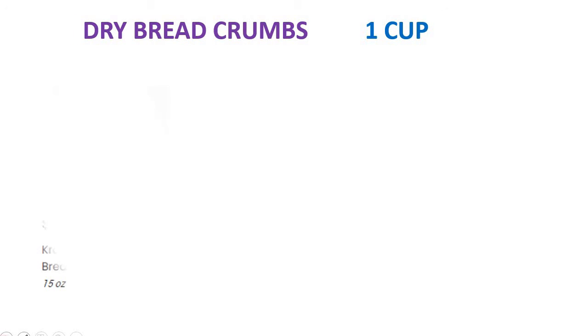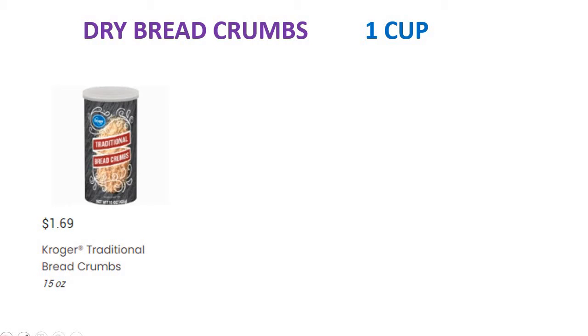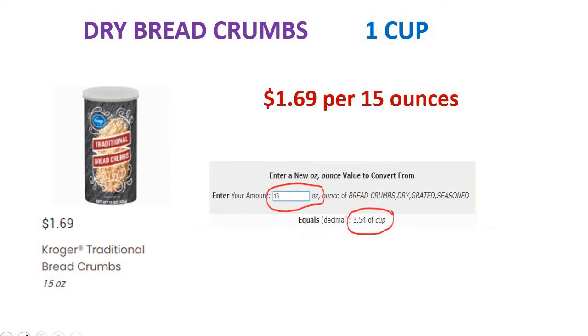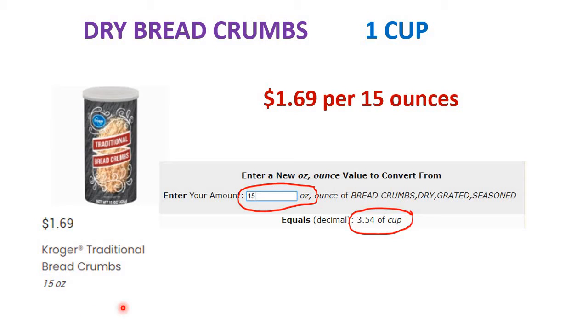We need some dry breadcrumbs. I need a cup of that. So I found this container, $1.69 for 15 ounces. So I need to do a little more research again to figure out what's the situation in regard to cups versus ounces. And so I found this little calculator online and it showed me 15 ounces of that dry breadcrumb is equal to about 3.54 cups. So that's helpful for me in terms of determining price again.